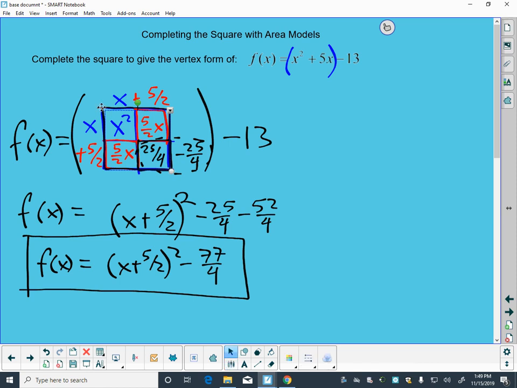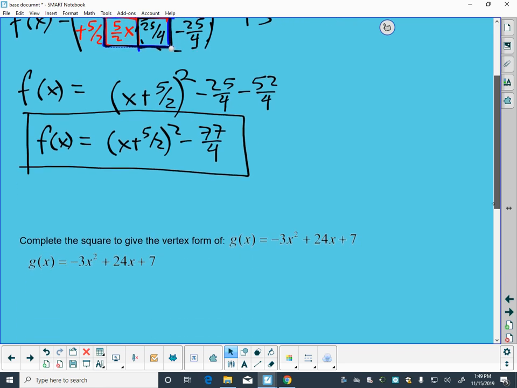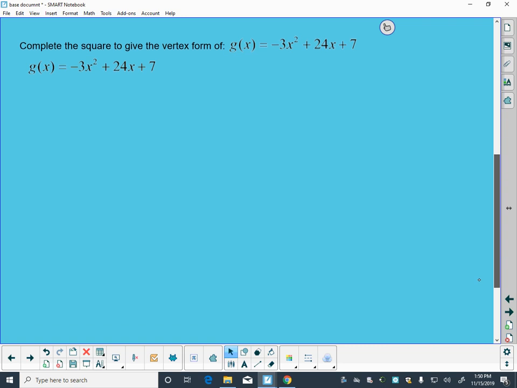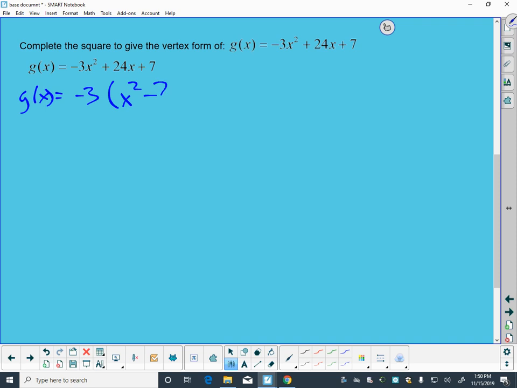We have completed the square to get it there. So there is our first example. Let's take a look at another one that's got a little bit more going on. In this one, we have a leading coefficient that is not 1, and we would like our square to have an x squared in the upper left-hand corner, so we need to rewrite this as a negative 3 times x squared minus 8x, and we'll leave the 7 out on the end and deal with it later.